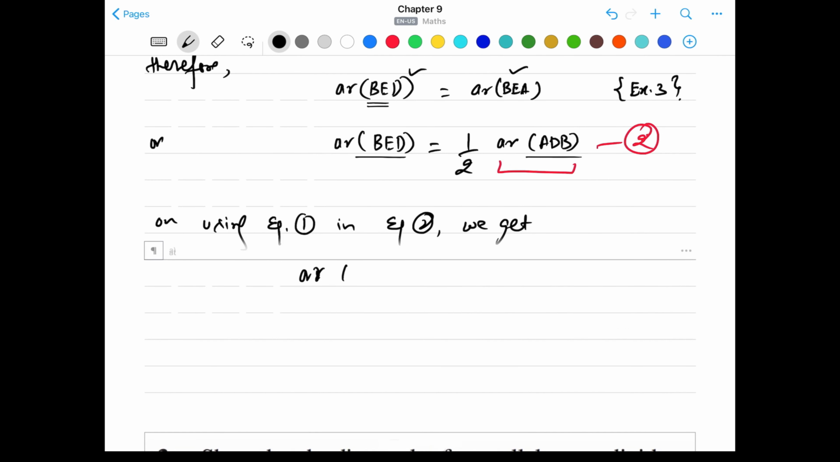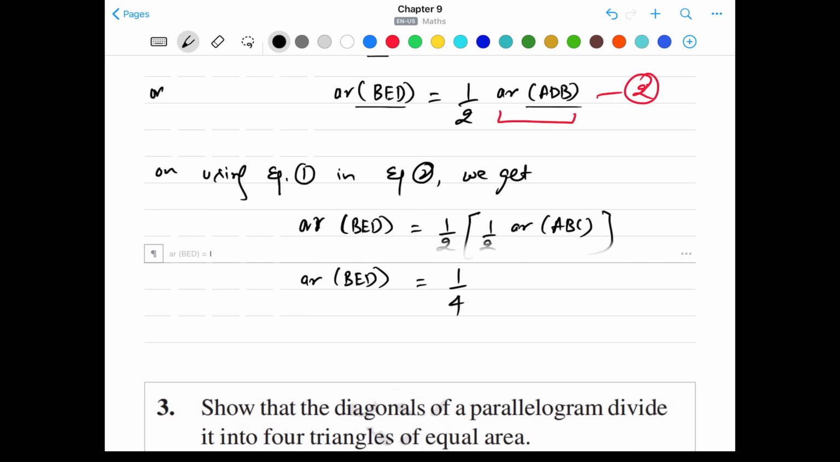When we open this bracket, we get the area of BED equal to 1 by 2 into 1 by 2, which becomes 1 by 4 the area of triangle ABC. And that's what we were asked to prove here, that the area of triangle BED is 1/4 the area of triangle ABC. Okay, so that's the answer of question number 2.